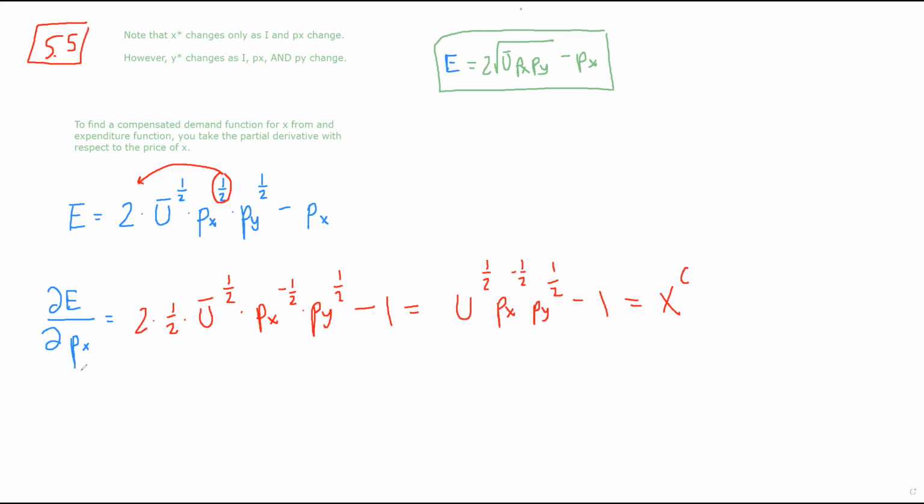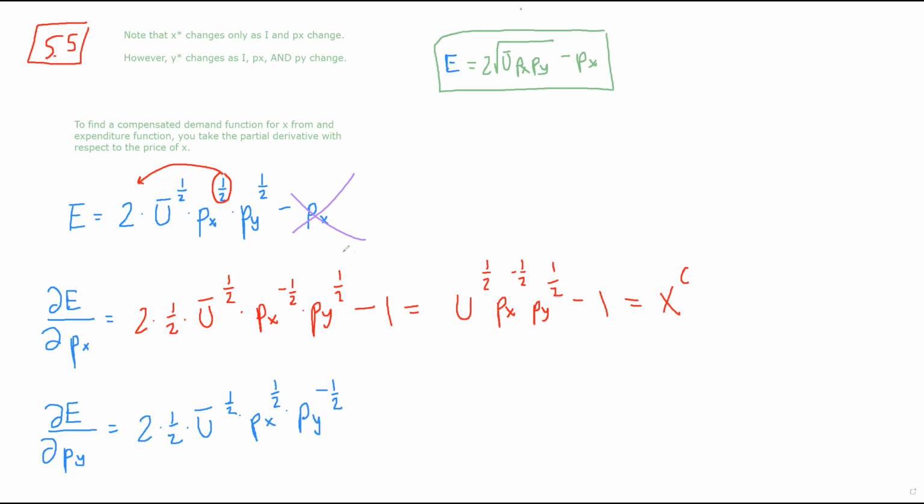Let's do this whole thing again and find the compensated demand curve for y. So we're going to take the partial derivative of this guy with respect to y. You'll notice that a lot of this stuff will actually come out to be very similar. You'll have 2 times 1/2 times u bar to the 1/2 times px is still to the 1/2, but this time the power of y is now negative 1/2. And the px term will go away because you're taking the partial derivative with respect to the price of y.